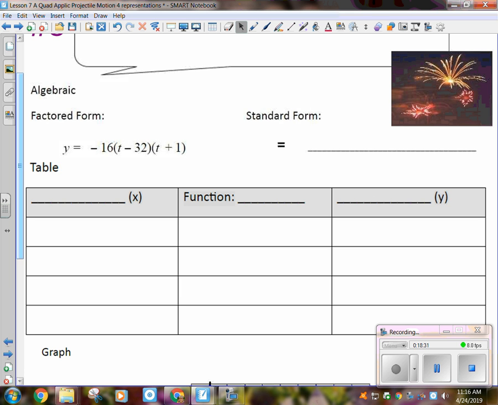You ready? Okay, -16. I need to multiply these two first. What's t times t? T squared. T times +1. +1t. -32 times t. -32t. -32 times +1. -32. You need to be writing this down.